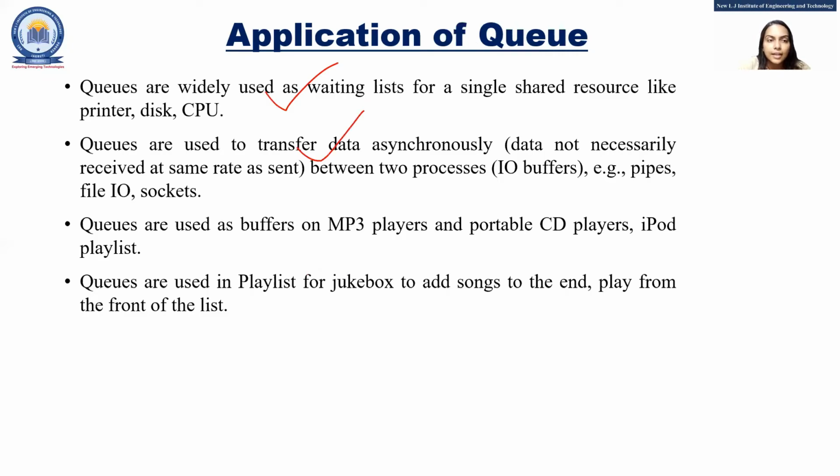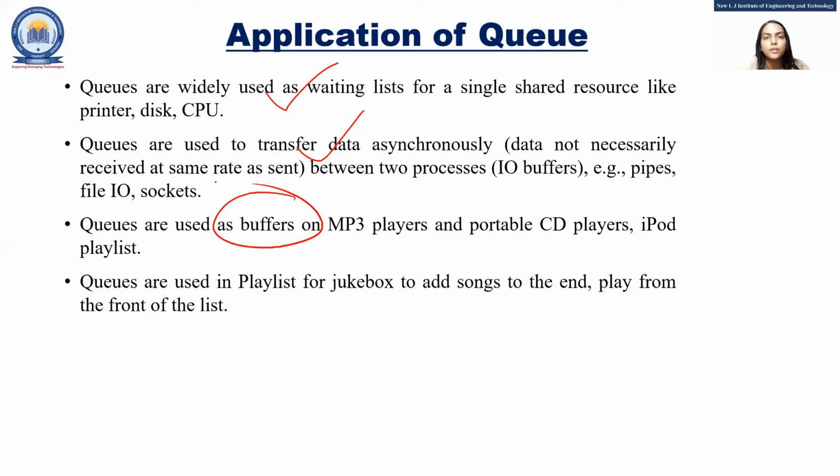Queues are also used to transfer data asynchronously. Asynchronous means the transfer and the receiving are not at the same rate. If there are two processes or two buffers, like file input output or sockets, and we need to transfer the data asynchronously, a queue is helpful. Also, it is used in applications which need buffers. Now, where do we use buffers?